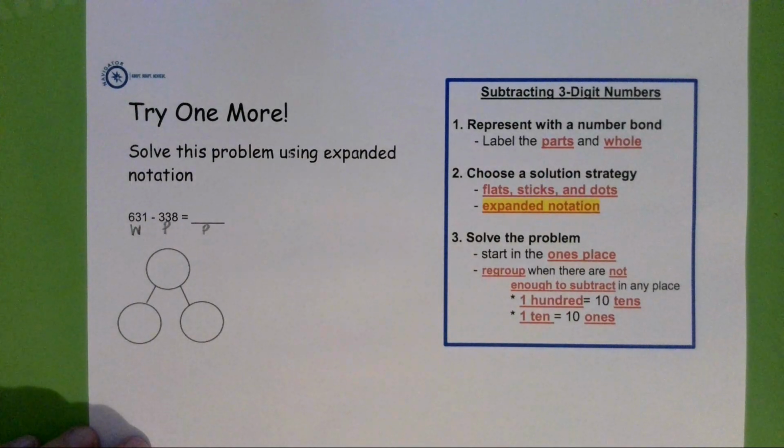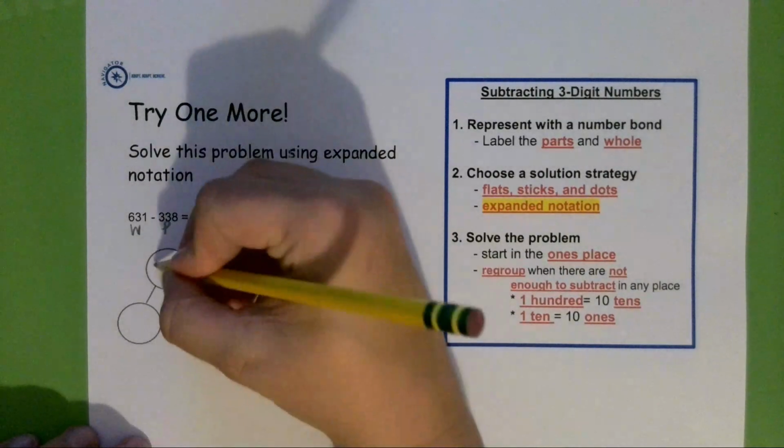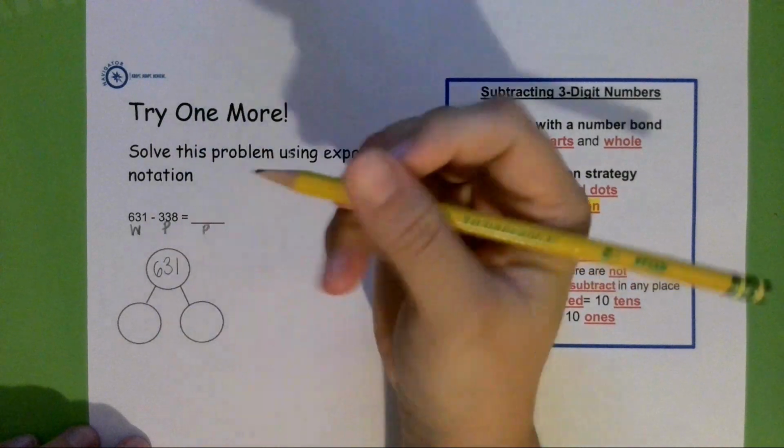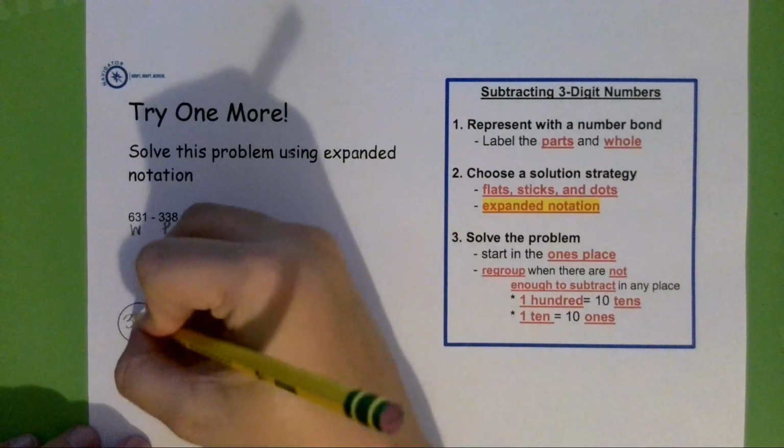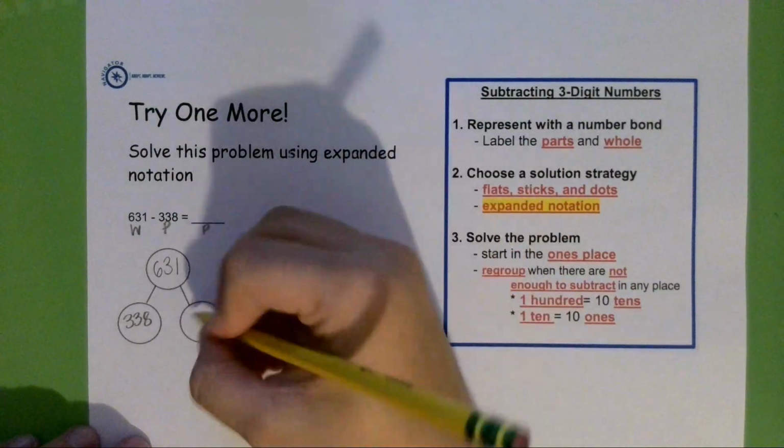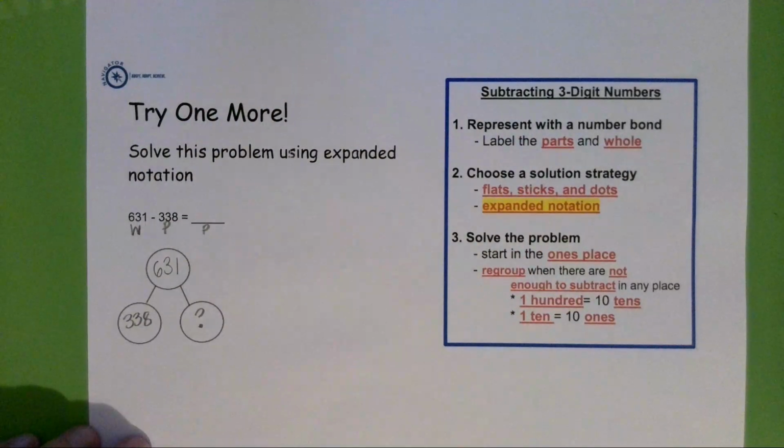Now let's put the numbers into the number bond. What number should I write where? Say it out loud. I bet you said we should put 631 in the center or the whole, 338 in one of the parts, and a question mark or a letter in the other part to show that we're missing a part.